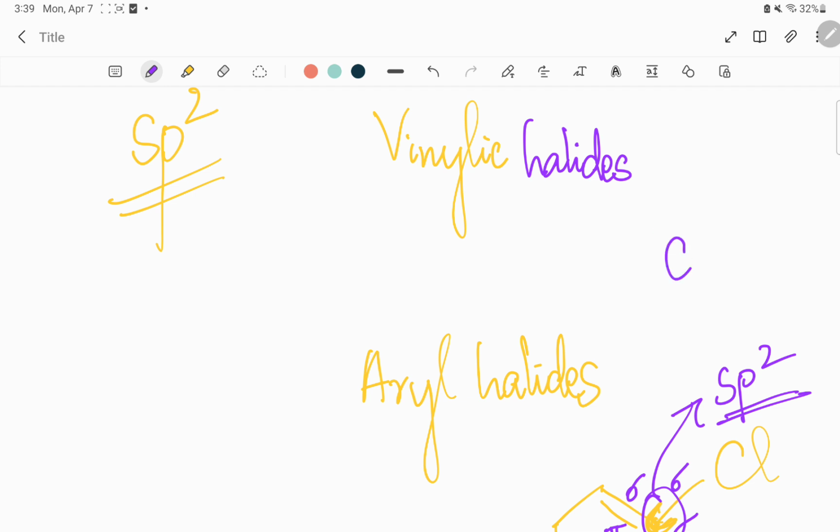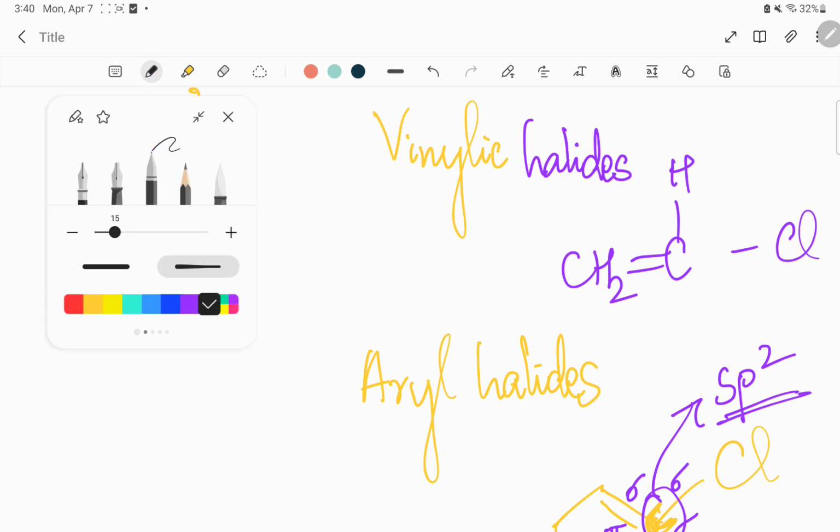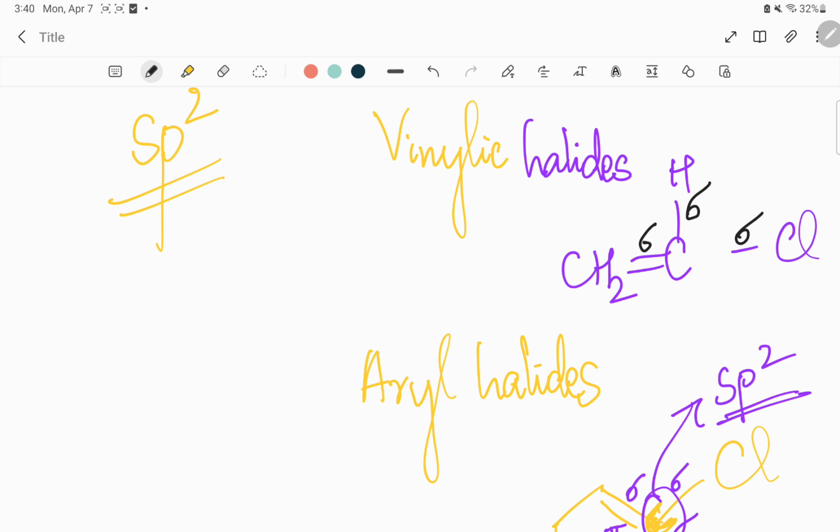So, for example, if I say CH2 double bond CHCl, if you see the carbon which is attached to the halogen, it only has 3 sigma bonds, 1, 2 and 3, because here the double bond also has a pi bond in it. So as a result, this carbon is under sp2 hybridization and it is known as vinylic carbon.